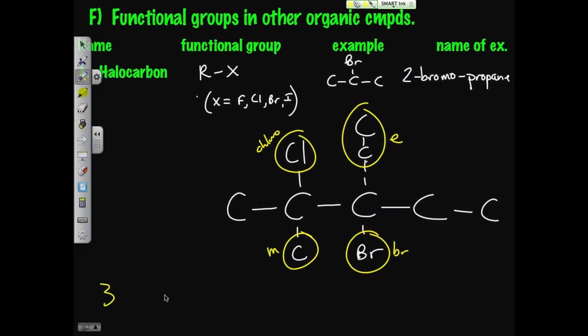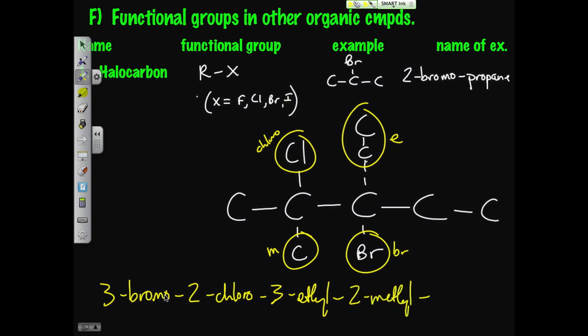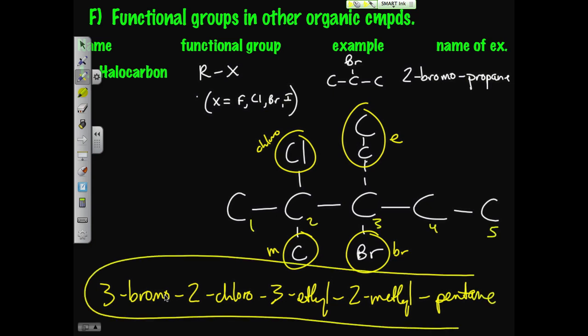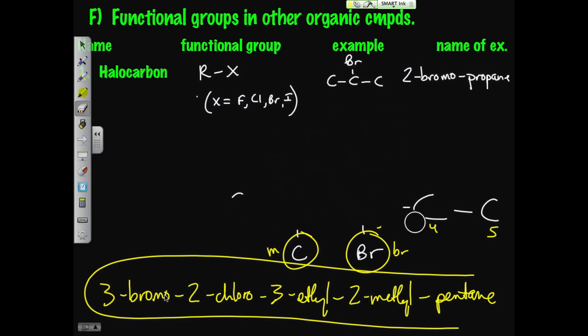So 3-bromo. What's next? 2-chloro. What's next? 3-ethyl, right? Ethyl comes before methyl. 3-ethyl, 2-methylpentane, because there's 1, 2, 3, 4, 5, pentane. Okay? Sweet. All right, let's move right to the next one.